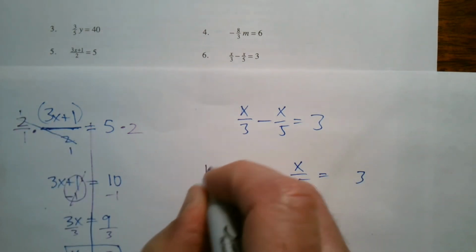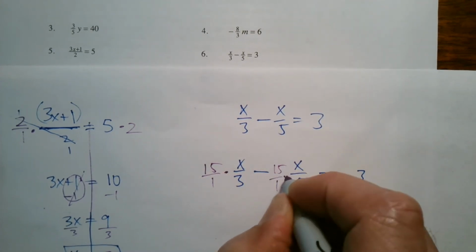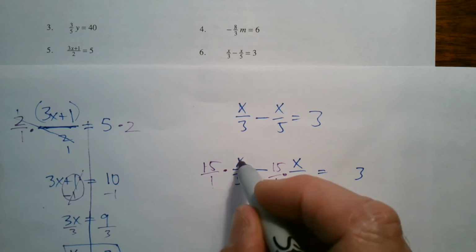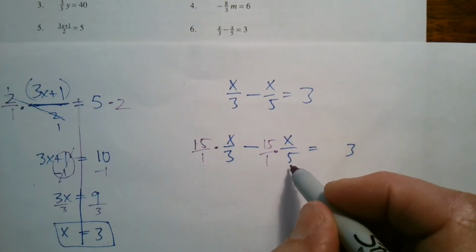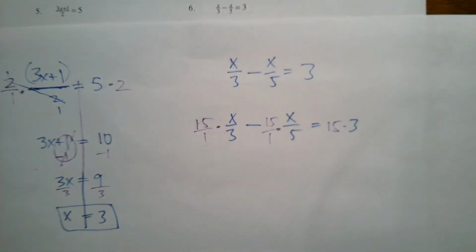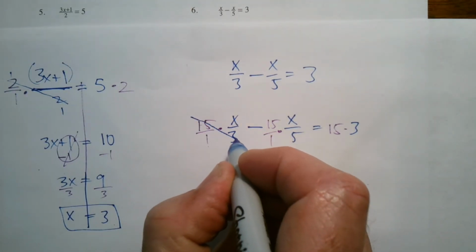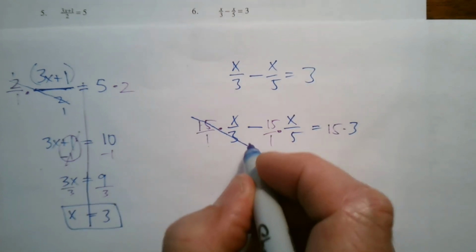So I'm going to multiply each of these terms by 15. So it's 15 over 1 times x over 3, 15 over 1 times x over 5, and then 15 times 3. I multiply everything by that 15. Why did I do that? Because in the same situation, I can cancel, cross reduce here.